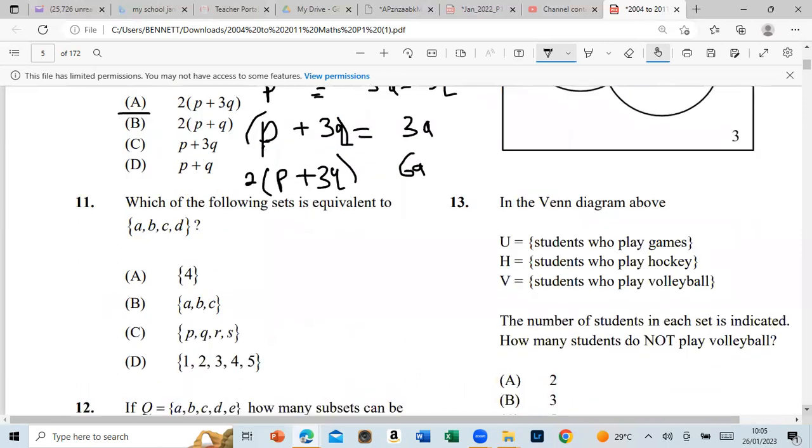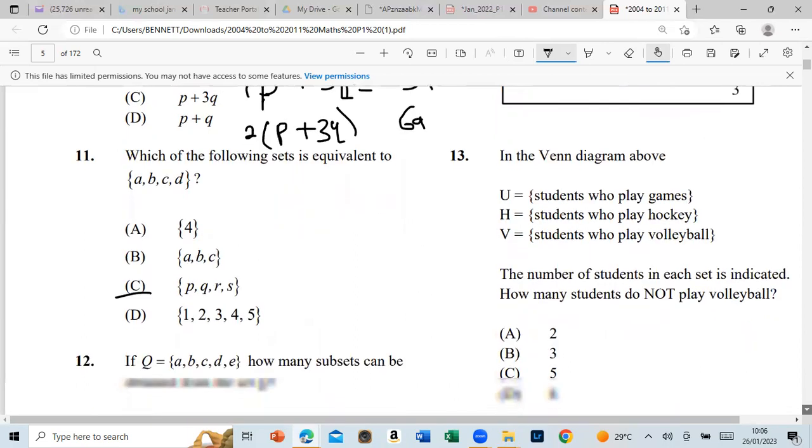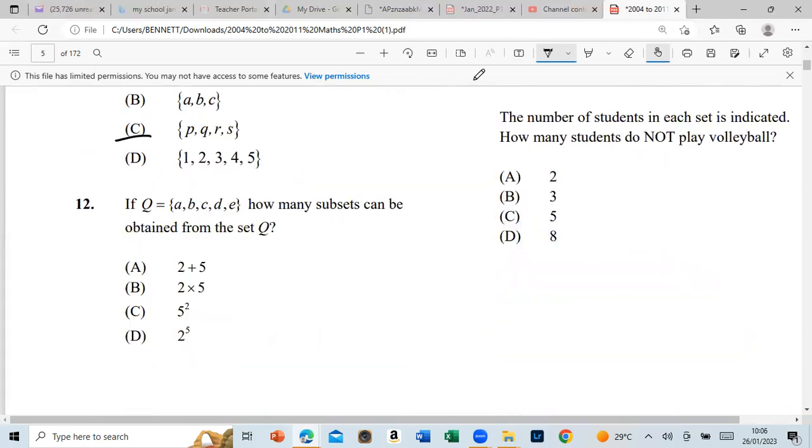Which of the following sets is equivalent to {A, B, C, D}? What would that be? Right, so basically it's just one with 4 elements, and that would be C. Careful you don't say 4, because only if it was asked the number of elements in the set, that would be equivalent to 4. Alright, let's move on to number 12.